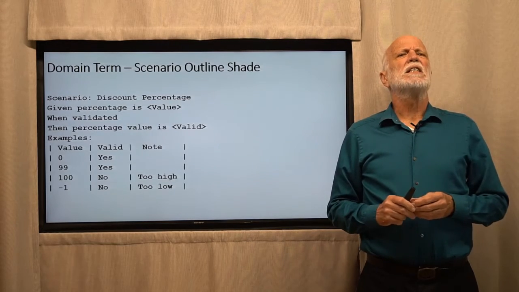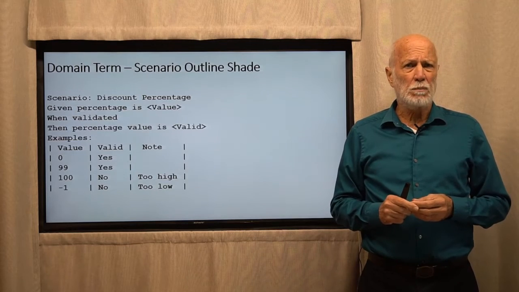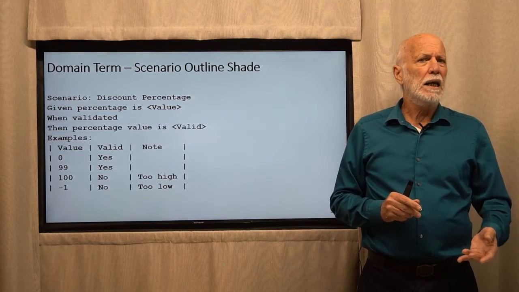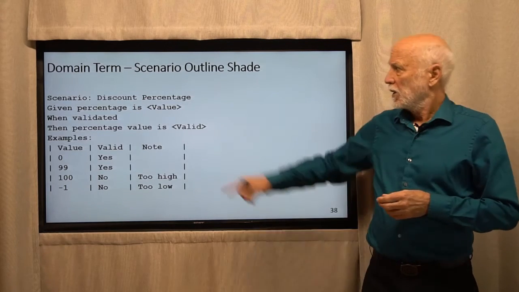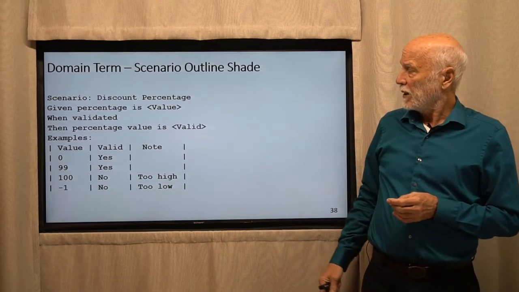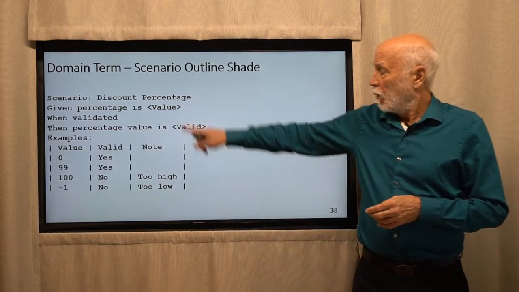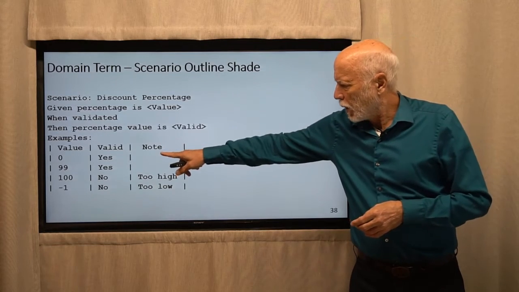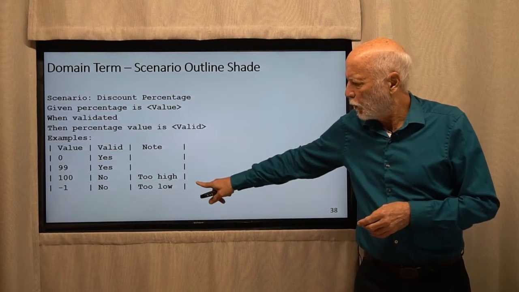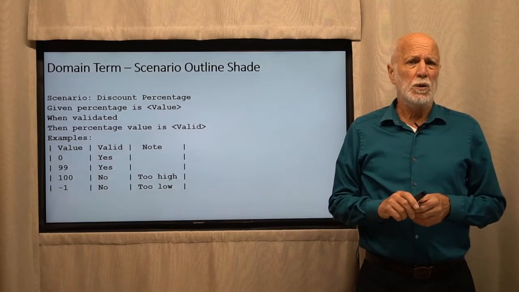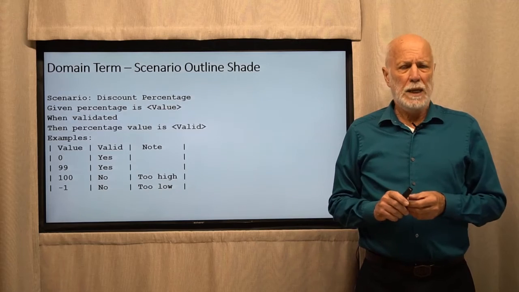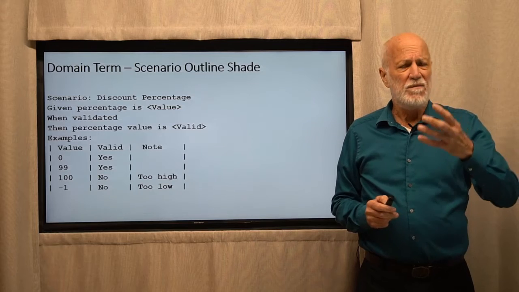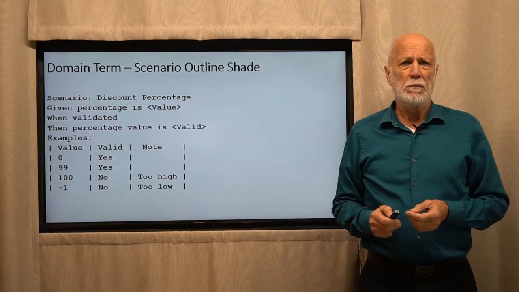Well, let's take the scenario outline shade for domain term. That discount percentage, should it be negative? Is there a maximum? So here we have the scenario discount percentage. Given the percentage is a value, when it's validated, then it's valid or not valid. 0 is yes, 99 is yes, but 100 is too high, and -1 is too low. So now we have a way of specifying valid values for domain terms.